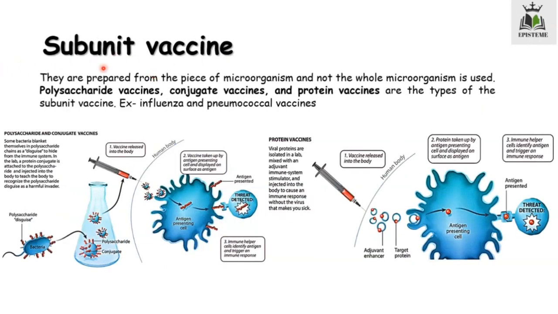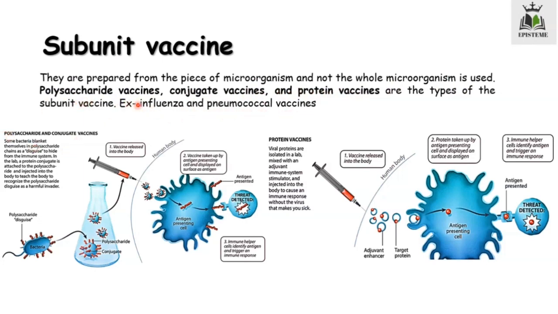Next is the subunit vaccine. Subunit vaccines are prepared from a piece of the microorganism, and not the whole microorganism is used. Examples are polysaccharide vaccine, conjugate vaccine and protein vaccines. And examples are influenza and pneumococcal vaccines.